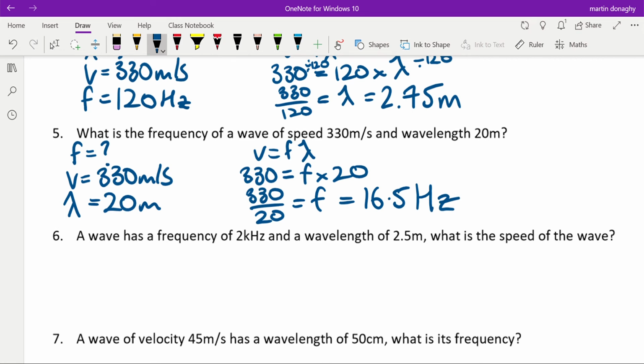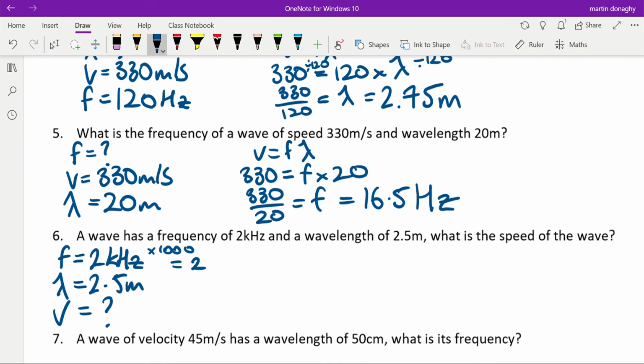Question 6, wave has a frequency of 2 kilohertz and a wavelength of 2.5 meters. What is the velocity or speed of the wave? Now, this is in kilohertz, our frequency. So in the same way that we were trying to go from 2 kilometers to meters, we would have to multiply by 1000. We do the same thing here. Okay, so anytime you see kilo, small k, we can just multiply by 1000 to get rid of that, essentially.